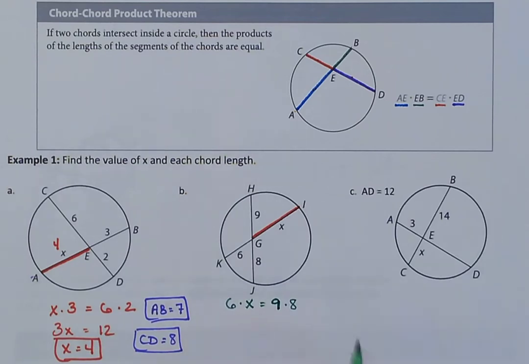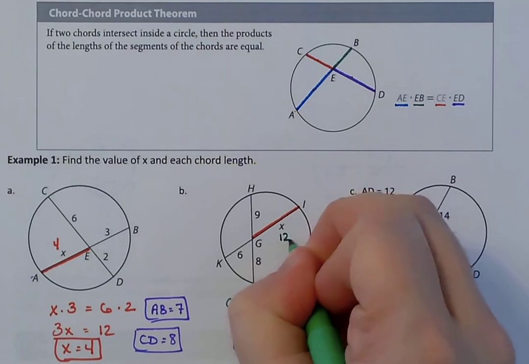So 6 times x is going to give us 6x. 9 times 8 is going to give us 72. So if I have 6x equals 72, to solve for x, we just have to do 72 divided by 6. And that is going to tell us that x equals 12. So now that I know that x equals 12, that is my value of x. That tells me my missing segment.